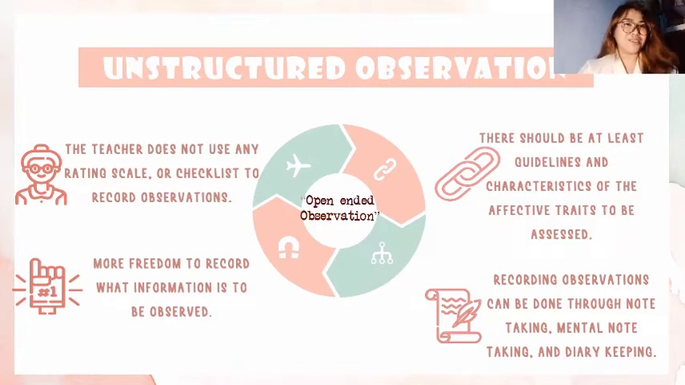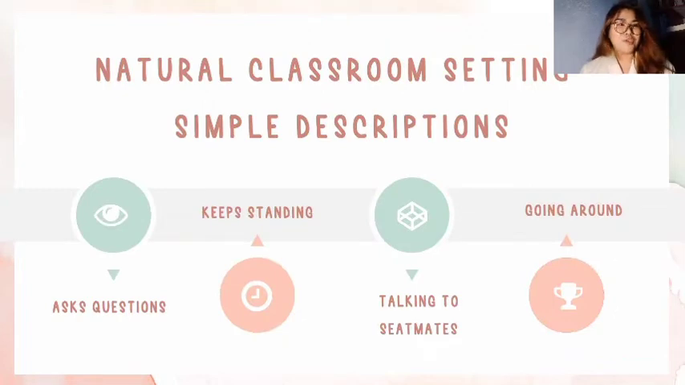The teacher should have determined in advance the effective traits to be observed. However, it is also important to note that the teacher should also consider other actions that may as well reflect on effective traits. Therefore, there should be at least guidelines and characteristics of the effective traits to be assessed. In this type of observation, the teacher monitors his students in a natural classroom setting. When we say natural classroom setting, it is taking notes of the observations about the classroom environment and the behaviors and characteristics of students being assessed.